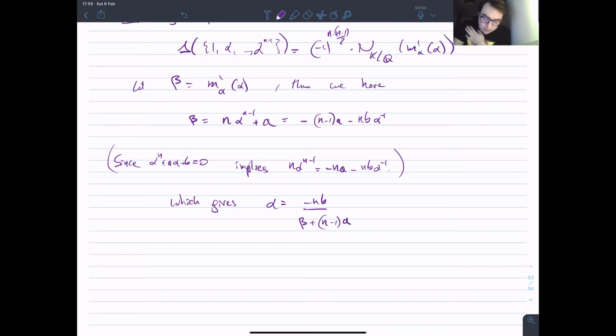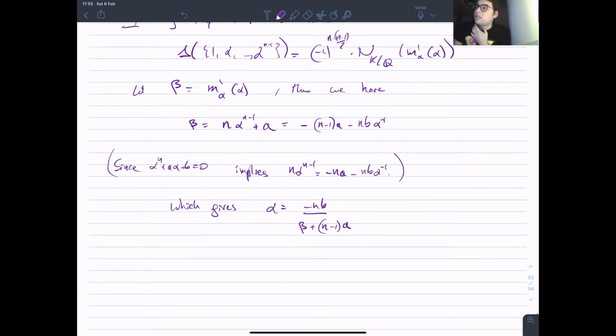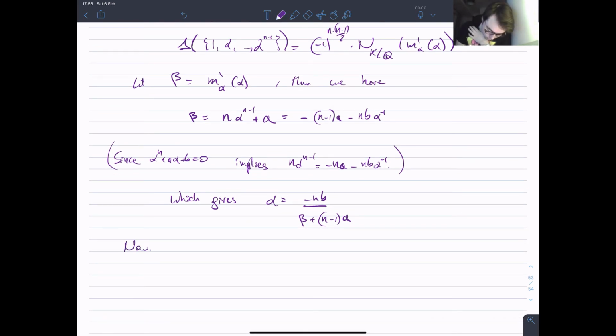So now I have alpha being some ratio of beta, and these two elements are of the form that we had in the previous lemma. So we can apply this. Now, using Lemma 2.2.24, we see that n, which is the degree of m of alpha, equals the degree of m of beta.